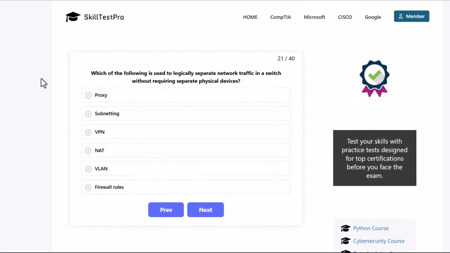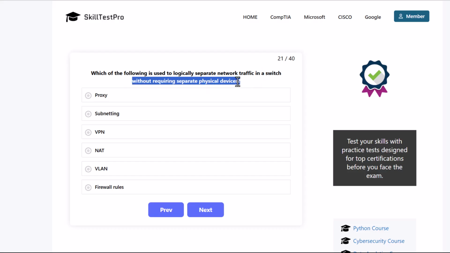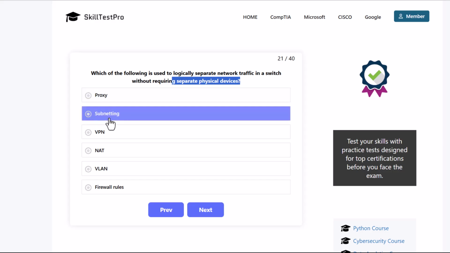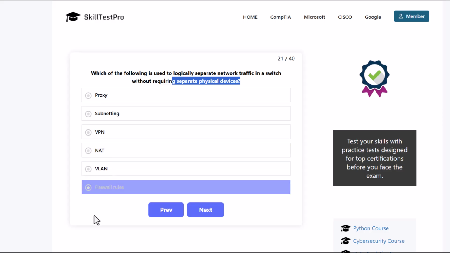Which of the following is used to logically separate network traffic in a switch without requiring separate physical devices? And here again, when we are approaching a question, we are talking about logical network traffic separation in a switch. So how would we do it without requiring a separate physical device? That separate physical device could be a router, for example. But how would we do it without any separate device? Proxy, subnetting, VPN, NAT, VLAN, or firewall rules.